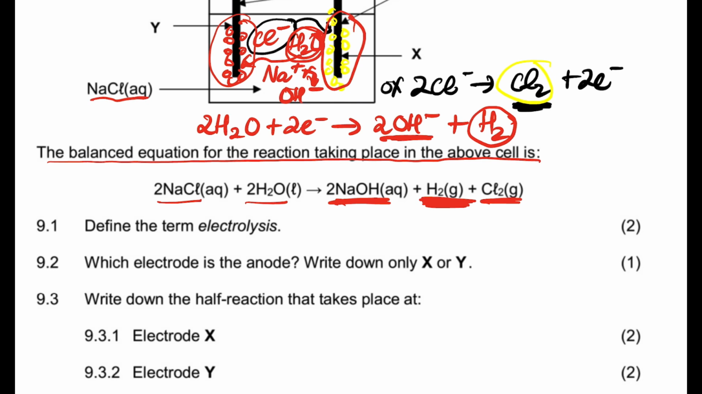Question 9.1 says define the term electrolysis. Electrolysis is the chemical process, guys, in which electrical energy is converted to chemical energy.